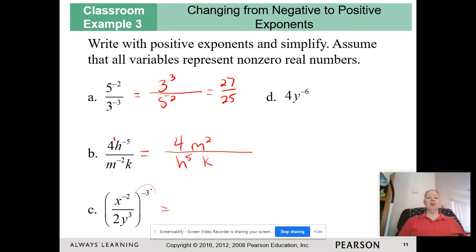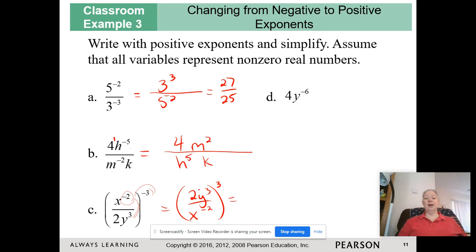All right, so negative exponent on the outside, I am going to flip this fraction, take the reciprocal, but be careful. We're only doing this negative exponent, not this one, at least not yet. So when we flip it, 2y cubed, this is still x to the negative 2, to the positive 3. Okay. When we flipped this fraction, we're only dealing with this negative exponent, not this one.